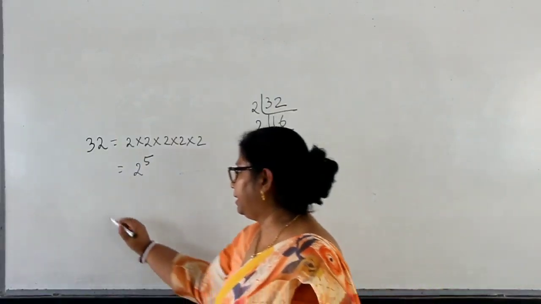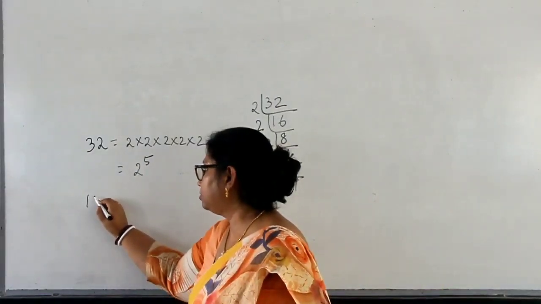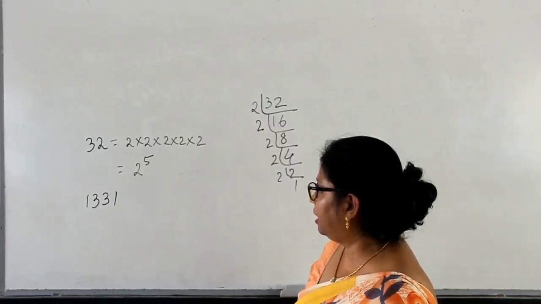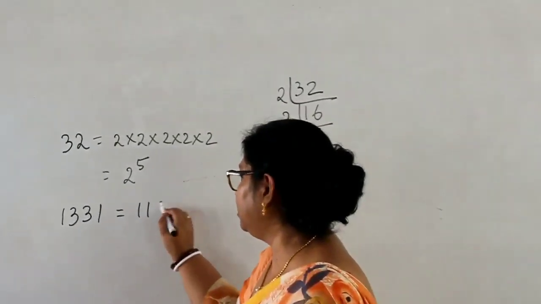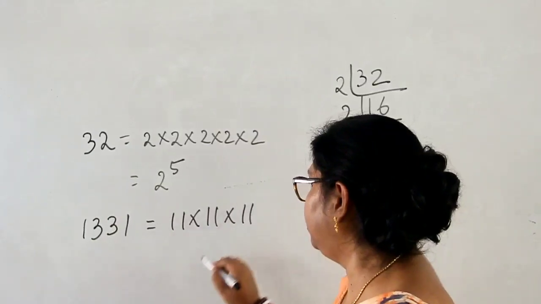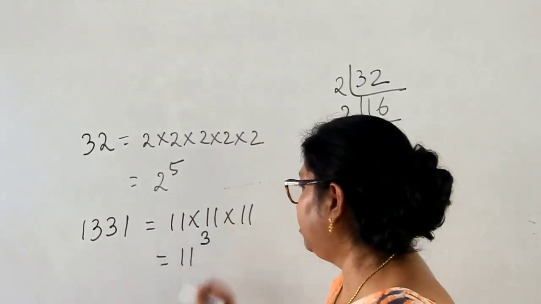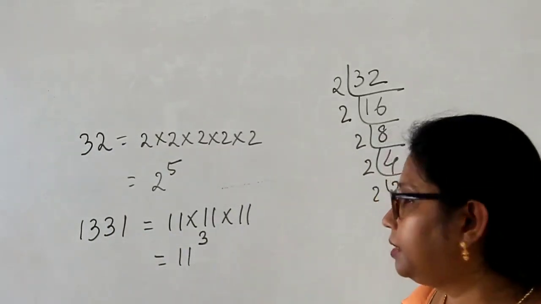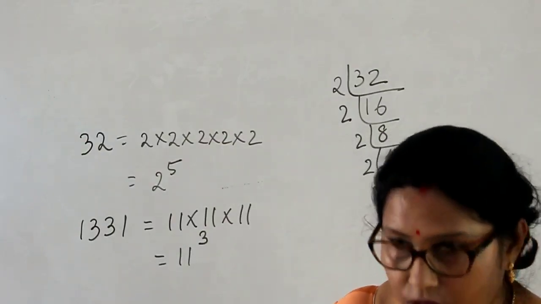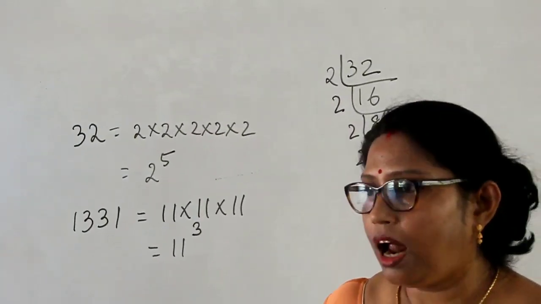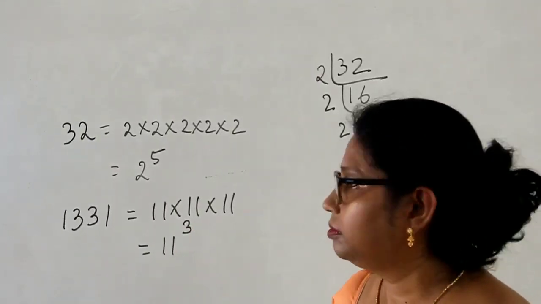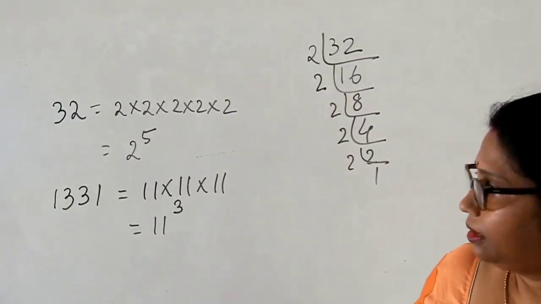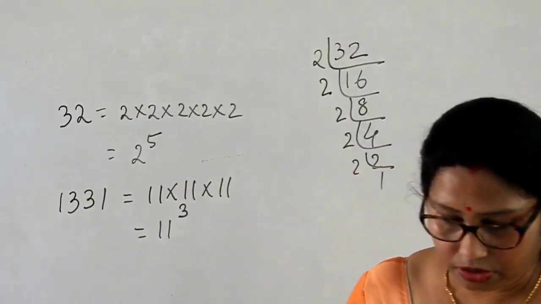Now, if I take another example, that is 1331, then factorizing that, we know that it is nothing but 11 into 11 into 11, which is going to give you 11 to the power 3, where 11 is the base and 3 is the exponent. So we have come to know how to express numbers in the form of exponential expressions. With that, a few more examples we are going to deal with.